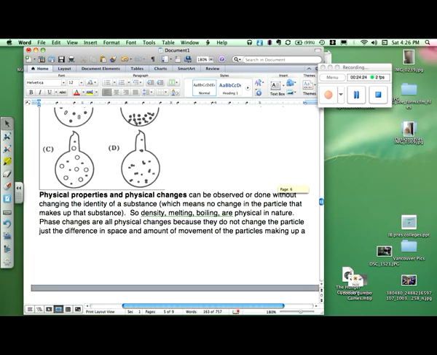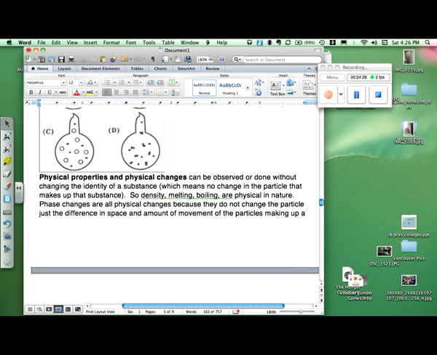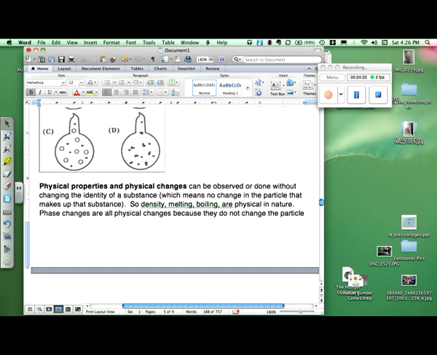All right, we're going to now move into physical properties and physical changes. A lot of time is spent in grade schools talking about physical and chemical changes. And I think that you have to be careful with definitions. The definition that you use should apply to all situations, or it's not a good definition.